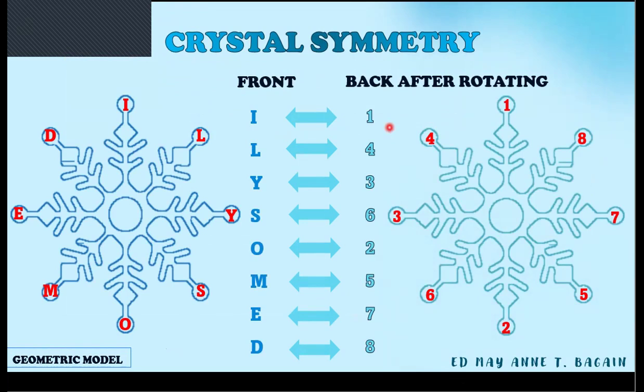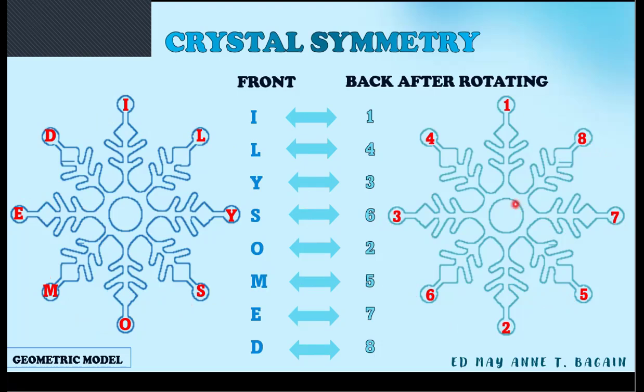And then let's check. This is the crystal symmetry, and this shows that they are the same. I is isomorphic to 1, L is isomorphic to 4, Y is isomorphic to 3, S is isomorphic to 6, O is isomorphic to 2, M is isomorphic to 5, E is isomorphic to 7, and D lastly is isomorphic to 8.